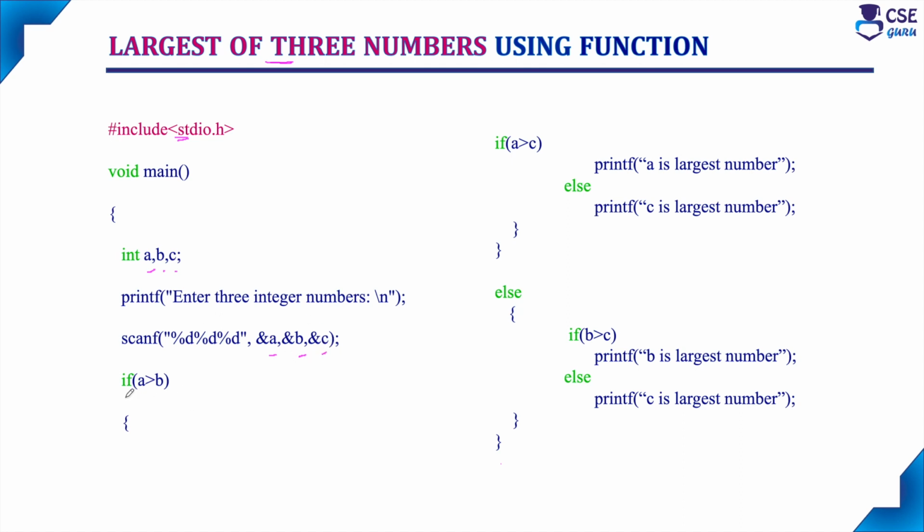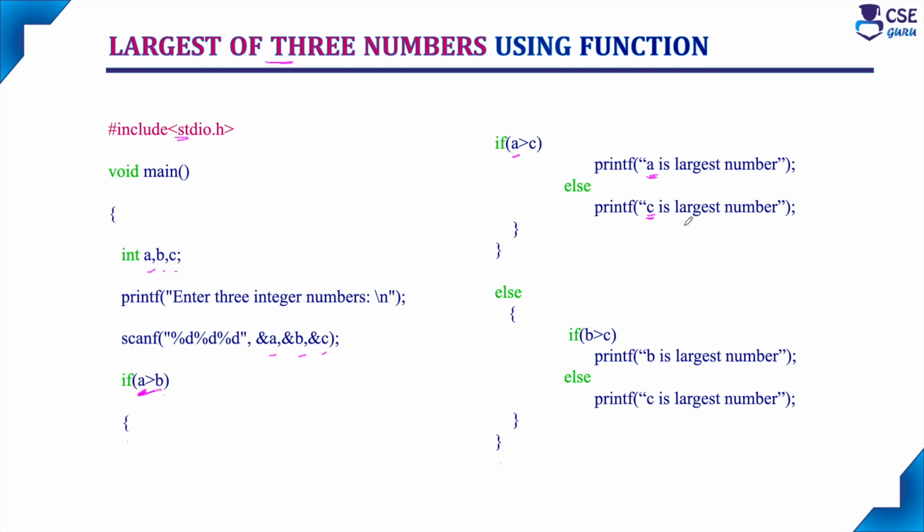Check the condition. If a is greater than b, then again check whether a is greater than c. Suppose a is greater than b and c, then print a is largest. Else print c is largest. Because here we have already checked a is greater than b. If this condition is true, b is a smaller value. Then only we check whether a is greater than c. If this condition fails, in the else part we print c is largest.